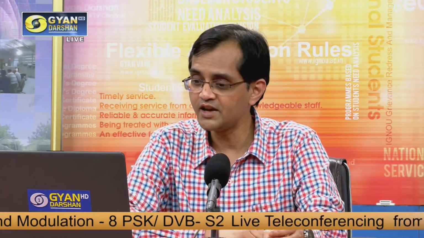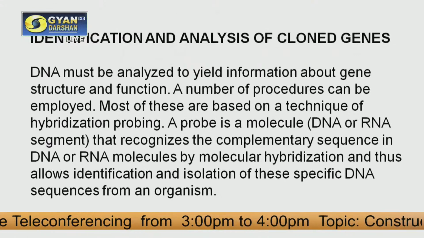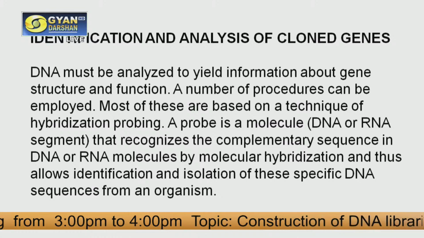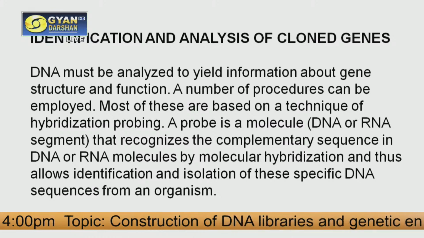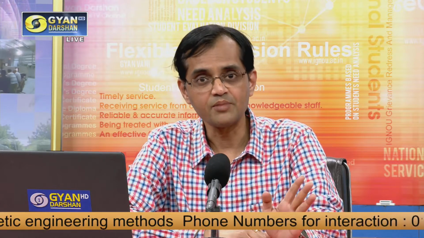If it binds to the isolated DNA from any of the clones, that means the gene is there. So this principle is known as hybridization probing. A probe is a molecule, a DNA or RNA segment, that recognizes the complementary sequence in a DNA or RNA molecule by molecular hybridization, and thus allows identification and isolation of specific DNA sequences from an organism. So it's based on hybridization of the probe.